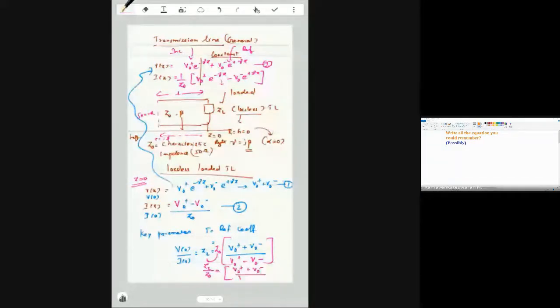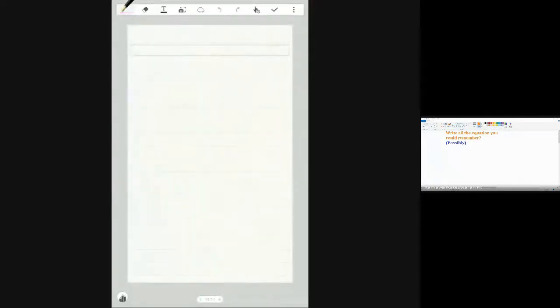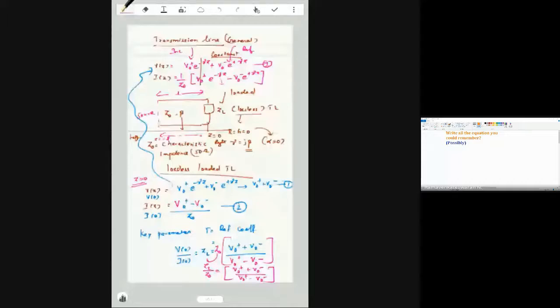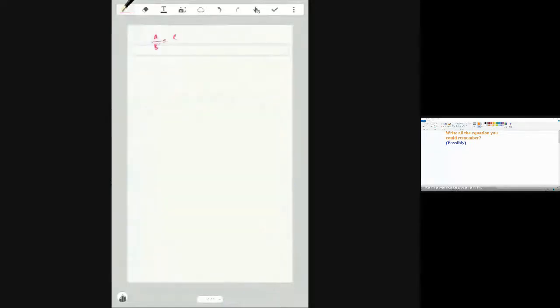With that I stopped in the last class. The idea is to find out the difference of this load to the characteristic impedance. How to do that? By using a mathematical formula: if A by B equals C by D, then this can be written as A minus B divided by A plus B. It was a little fast, so excuse me for that, because I tried to cover this topic.